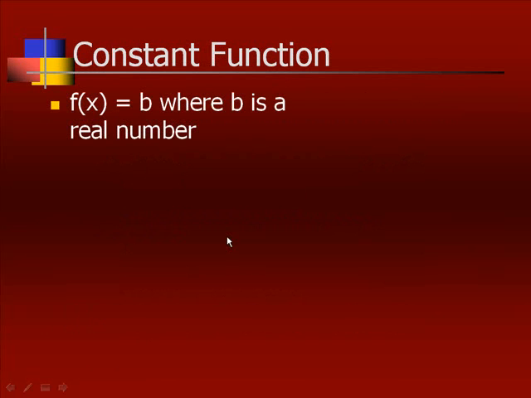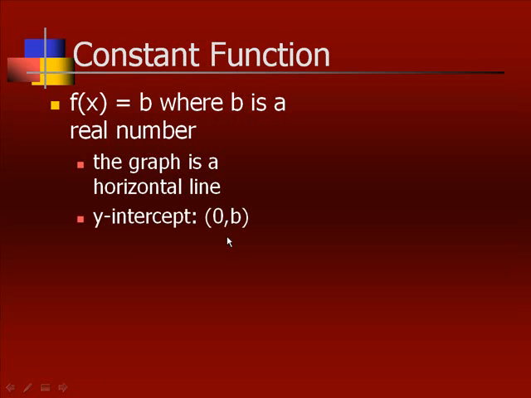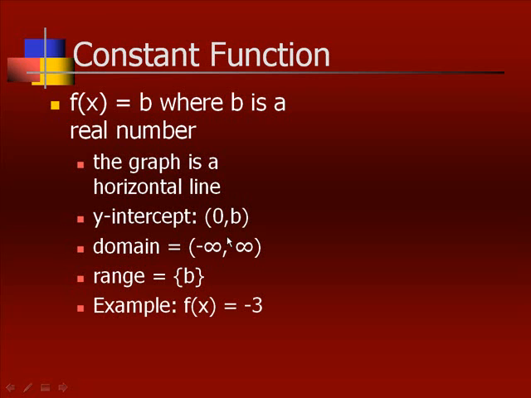Okay? Let's practice. f of x equals b, where b is a real number. The graph will always be a horizontal line. The y-intercept will always be of the form (0, the number). The domain, the x values, could be anything from negative infinity to positive infinity. The range, the y value, is always going to be just that number b.